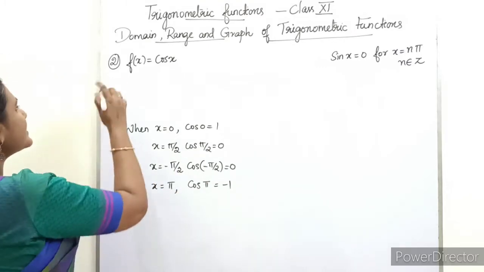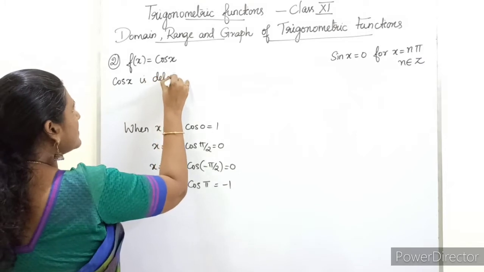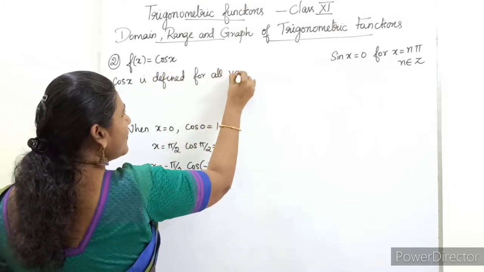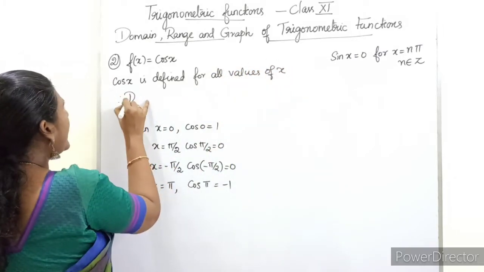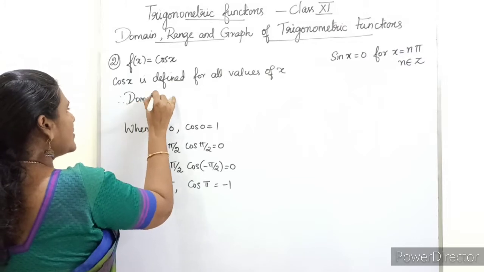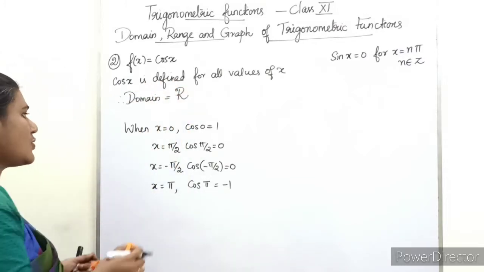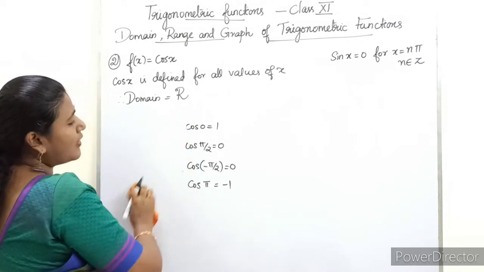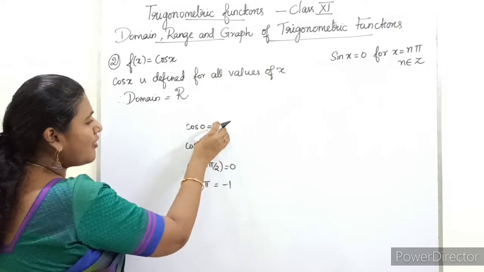That is, cos x is defined for all values of x. Therefore, the domain of cos x is the set of all real numbers. So the domain of cos x is also the same, the set of all real numbers. And another thing, the range, we will move on to the range now. What is the value of cos x?